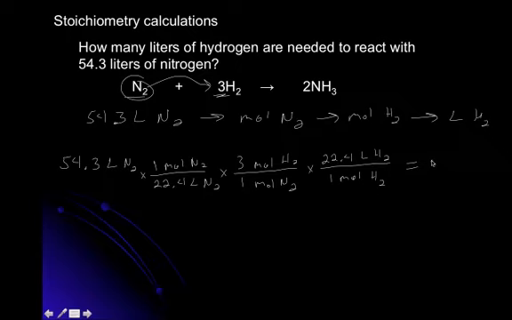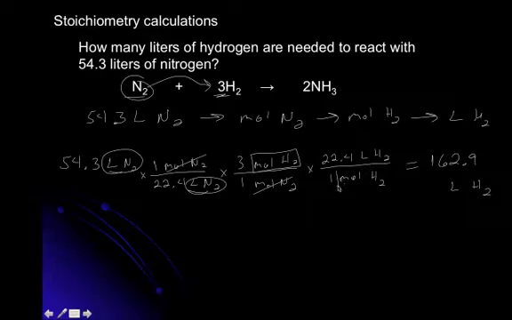Once you run that through your calculator, you get 162.9 liters of hydrogen. And once again, units, liters of nitrogen cancels liters of nitrogen. Moles of nitrogen cancels moles of nitrogen. Moles of hydrogen cancels moles of hydrogen. And our unit that remains is the liter of hydrogen, which is what we looked for.